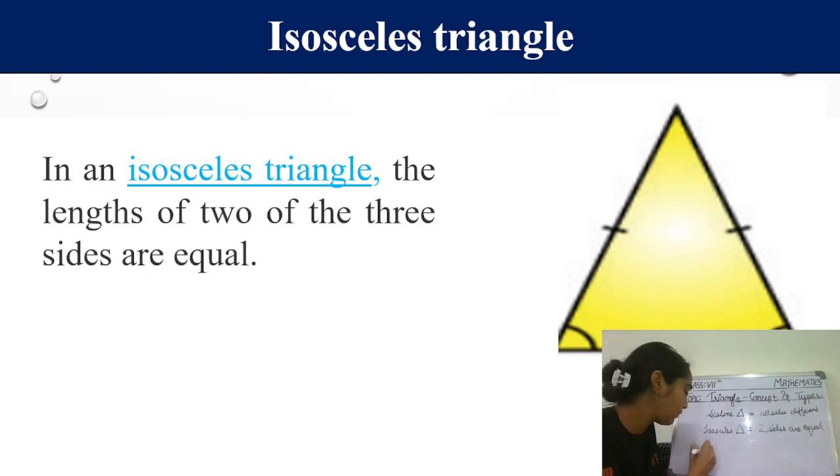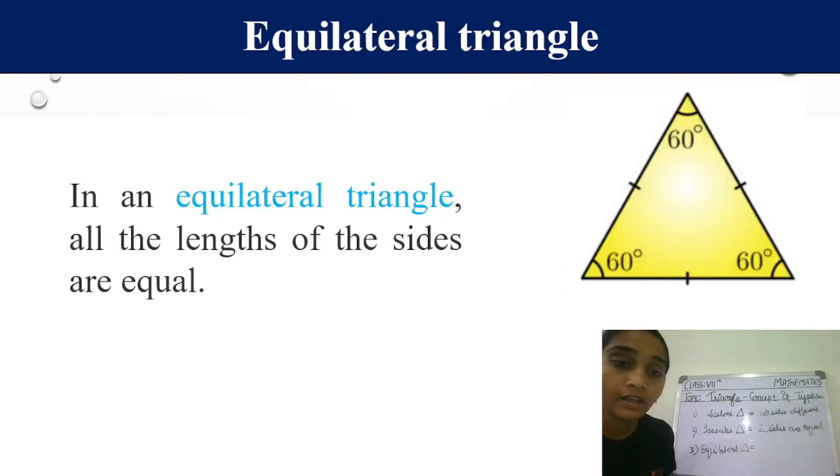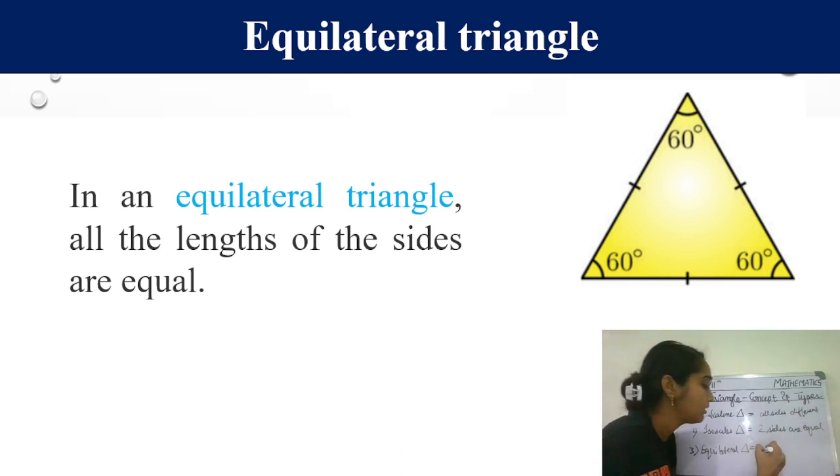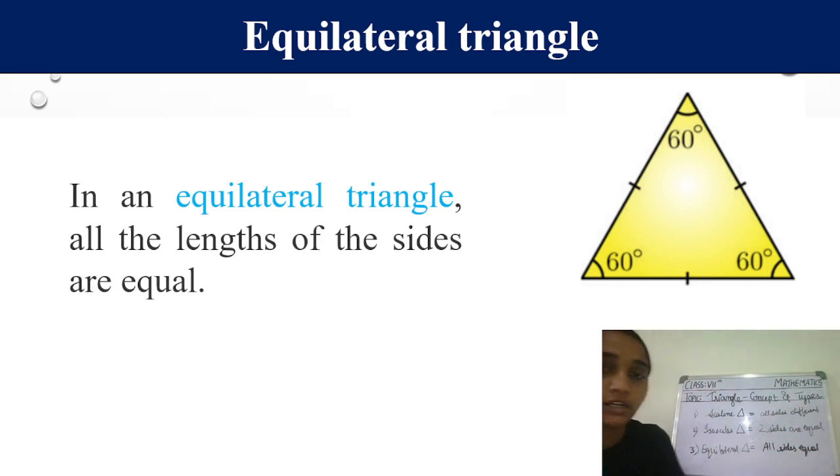And the third type of triangle, students, is the equilateral triangle. So students, what is an equilateral triangle? Yes, we can say that in an equilateral triangle, just ignore these angles and focus on the length, the lengths of all the sides are equal. All sides equal in the equilateral triangle. So I hope now it is clear to you.